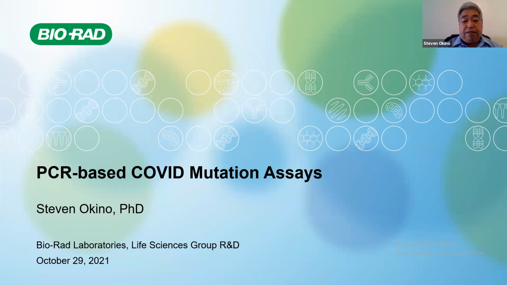We first released kits for the diagnostic testing of COVID patient samples, but as the pandemic progressed, COVID mutations led to very dangerous COVID variants, and we became very interested in developing PCR-based COVID mutation assays, which can identify the exact variant a patient is infected with, and also help in COVID epidemiology and surveillance. So what I'm going to show you today is what these PCR-based COVID mutation assays are, how they work, and how to design them.